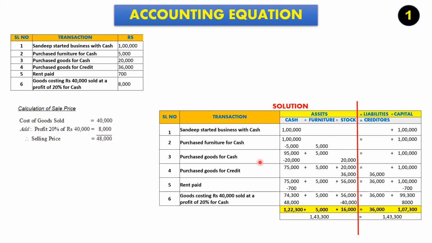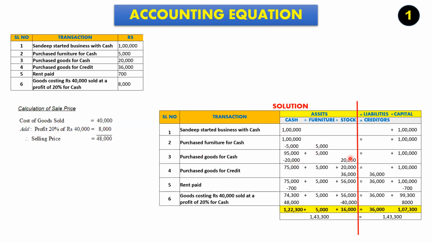Come to the third point. Purchased goods for cash. That means you are paying the cash from the capital. So cash you have 1 lakh, right? Out of 1 lakh, you removed 5,000 for furniture. 95,000 is left. And again, you are purchasing goods for cash. 20,000 is gone, so 75,000 is left. Then again the furniture, you have to bring that down. Same thing, plus 5,000 rupees will be there.